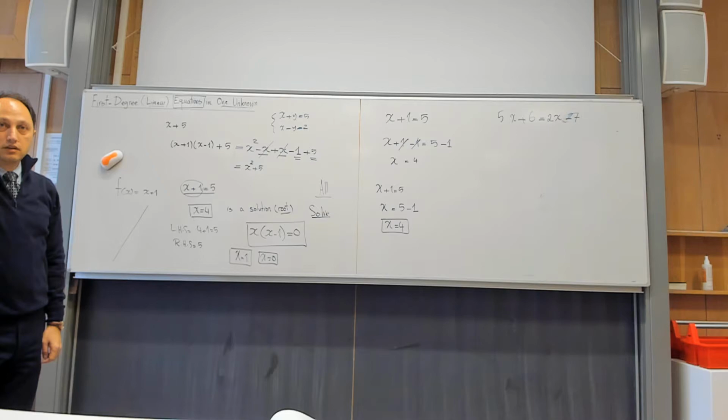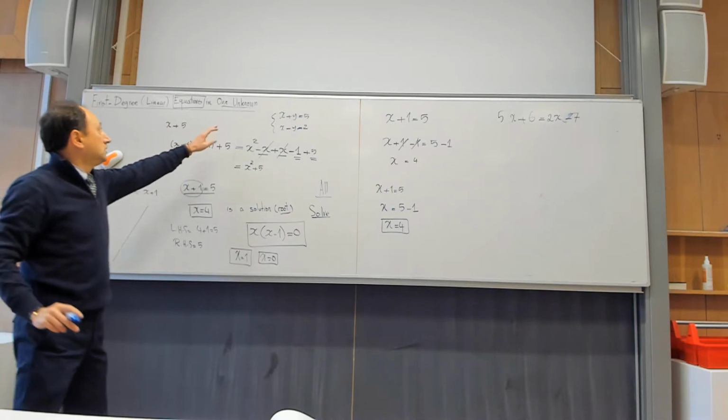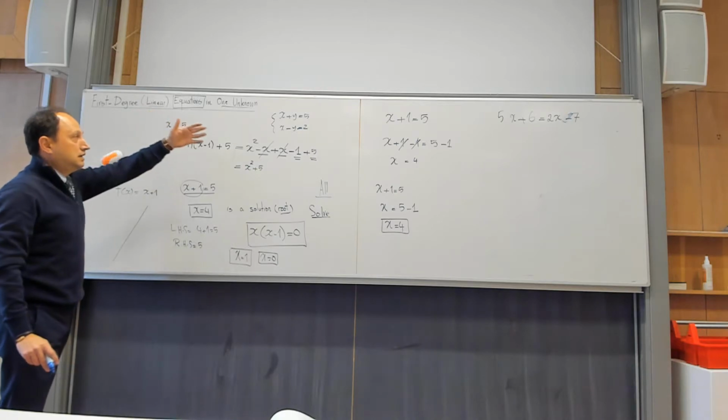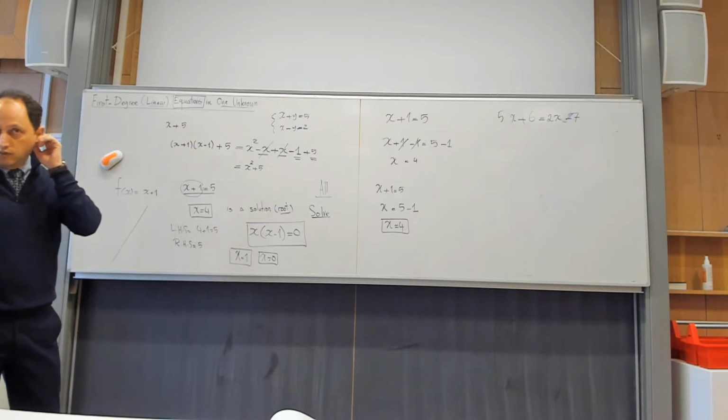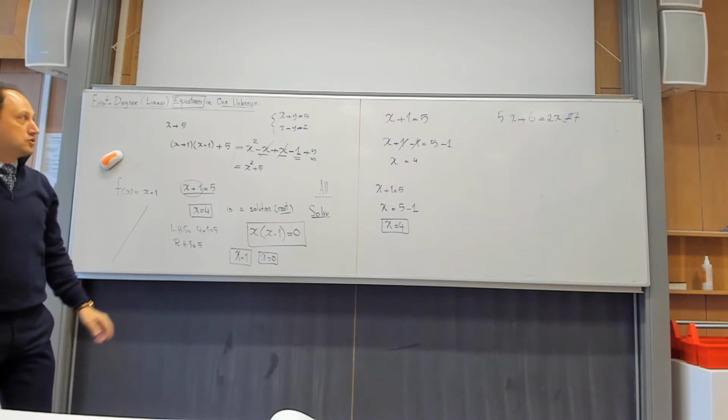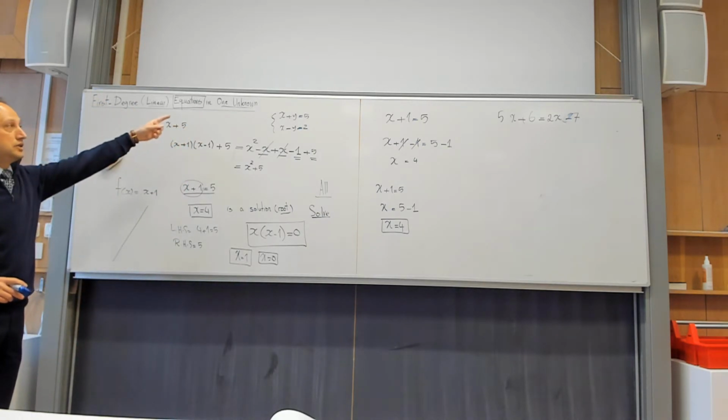Why? It's equality. Because you see equality. So how many unknowns do you see in this problem? 1. Is it the first degree or another name? Is it a linear equation or not? Why? Because the highest power of the unknown is 1. So everything is according to this title.